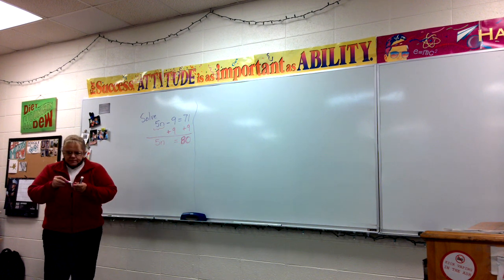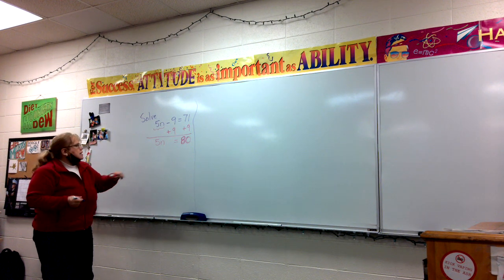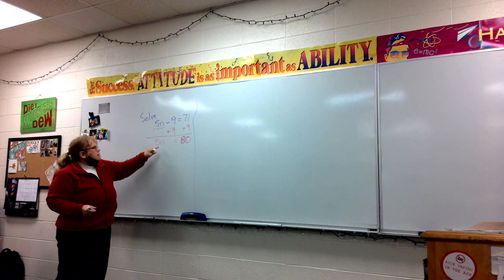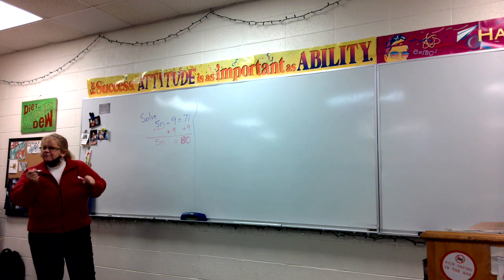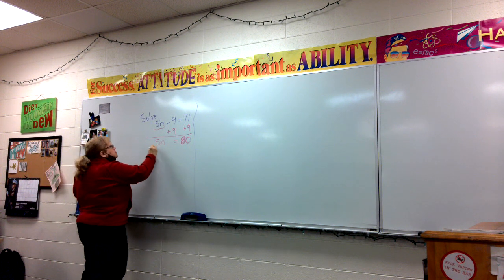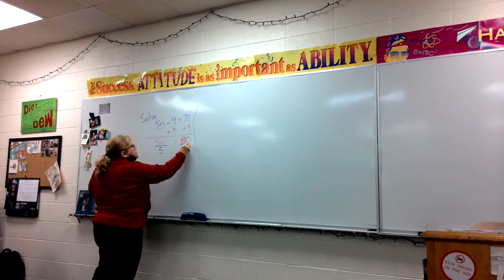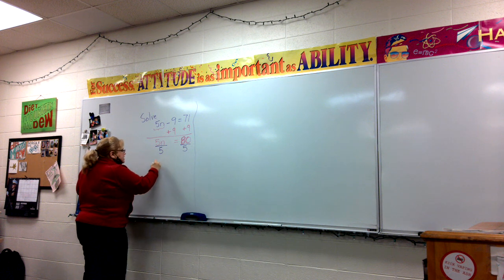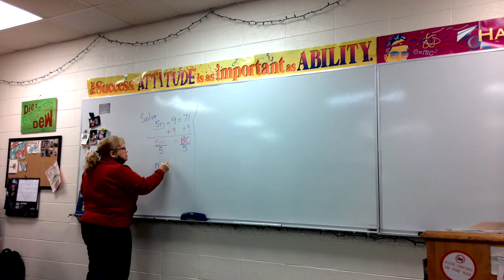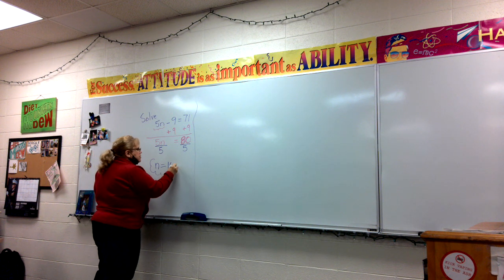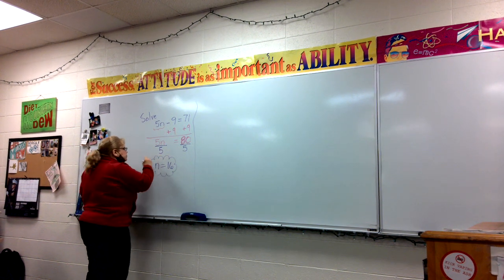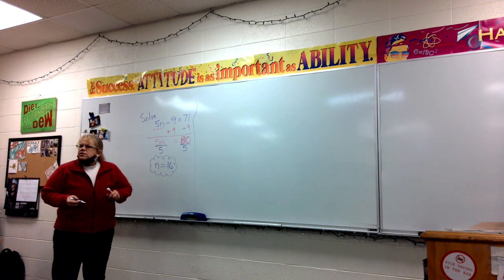5n equals 80. And now that I have the letter by itself, this is 5 times n. How do I get rid of a 5 times n? Divide by 5, and I get n equals maybe 16? Does that sound about right? Does that make sense?